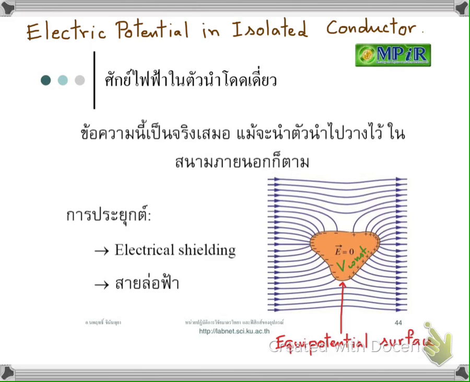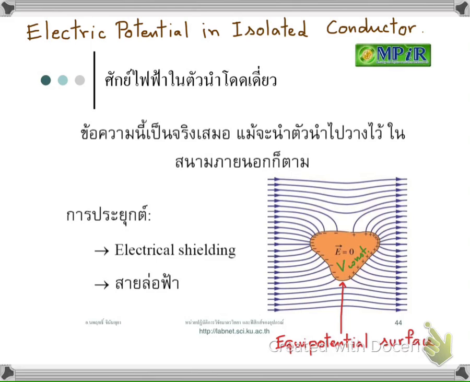And if V is a constant on the surface, it means that the surface of the isolated conductor is an equipotential surface, right? Because the potential is constant on the surface, and that is the definition of the equipotential surface. And since the surface of the conductor is an equipotential surface, it means that the electric field will be normal to the surface, right?